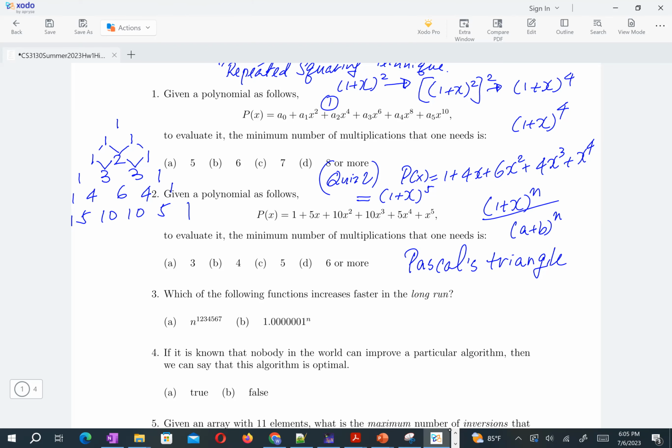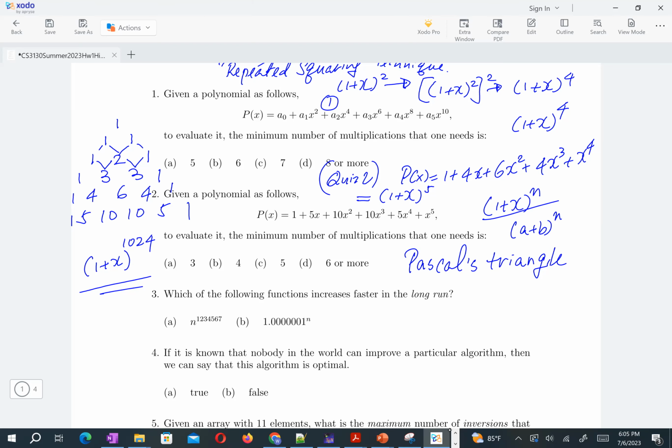Now, let me ask you, if we want to calculate 1 plus x raised to 1024th power, how many multiplications do we need? The minimum number of multiplications we need. Power of 2. The exponent number, power of 2. Get the rule?